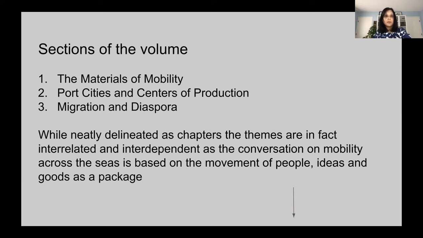And so it's divided up into three sections: the materials of mobility, where there is discussion of lapis lazuli, emeralds, glass as materials, port cities and centers of production. We're looking at Basra as a port city and ceramic production there, as well as the ports of Mocha and Aden in Yemen, and the role that they played in welcoming pilgrims from South Asia, for example, on their way to the Hajj.